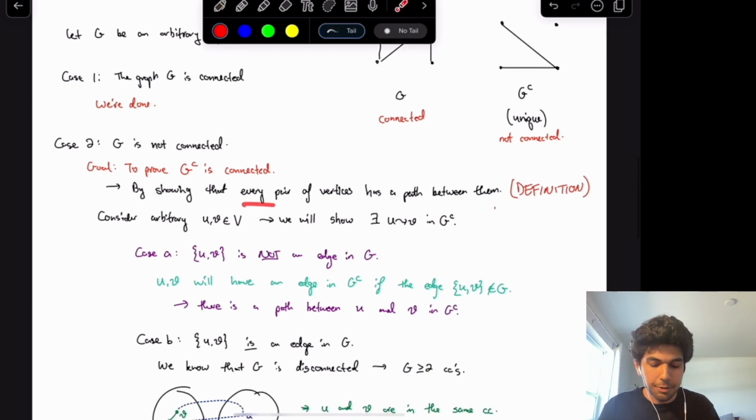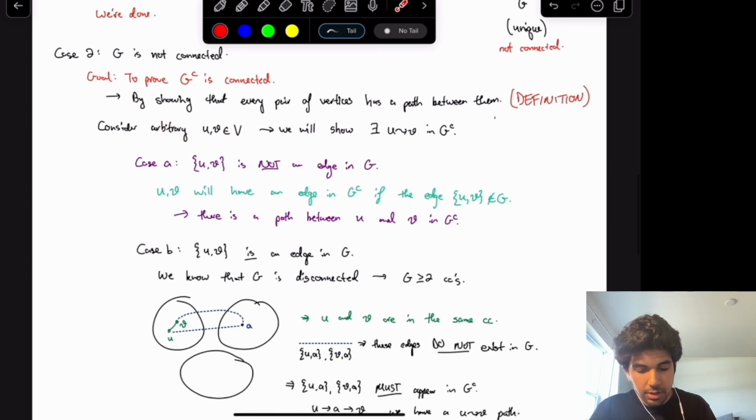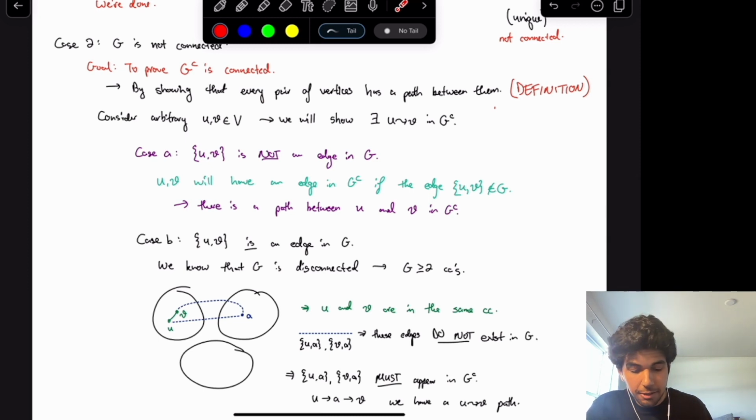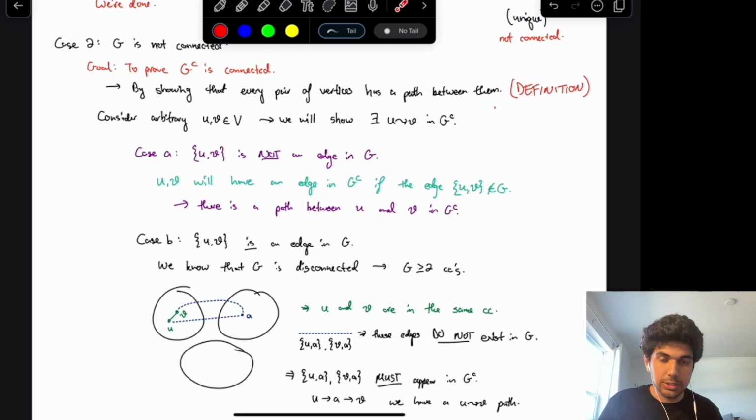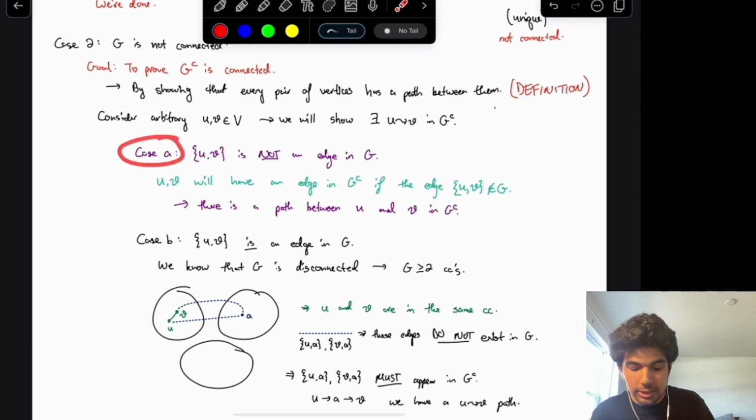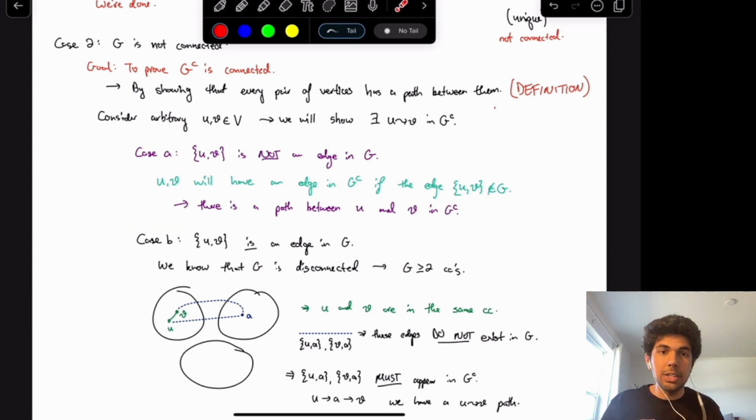Well, again, since I'm showing it for every pair, I'll consider an arbitrary pair of vertices and show that there exists a path. I can break this down into cases. If there's not an edge between them in G, then that edge must exist in G complement, and thus there's a path between them in G complement. The other case is that there is an edge in G, and before I explain the rest of this proof, again, we're showing this for every pair of vertices U and V in our graph, and no matter what pair I choose, they will always fall into one of these two. So I'm being very exhaustive with my casework, and in both cases I'm showing there exists a path.